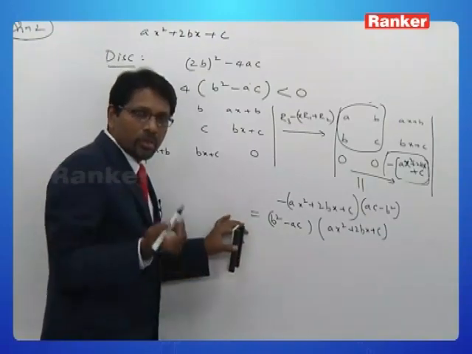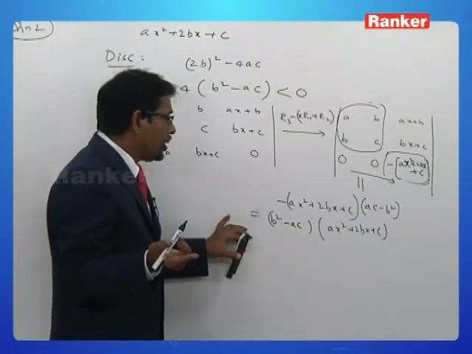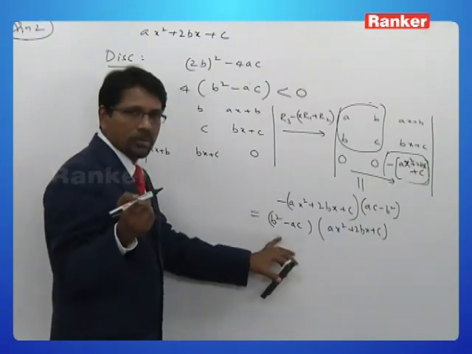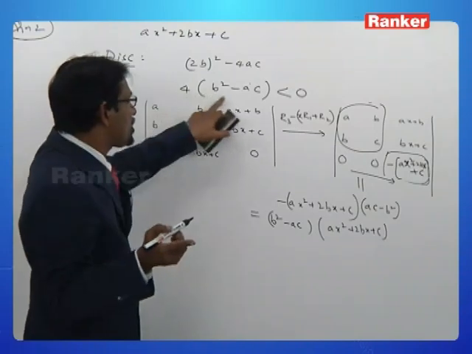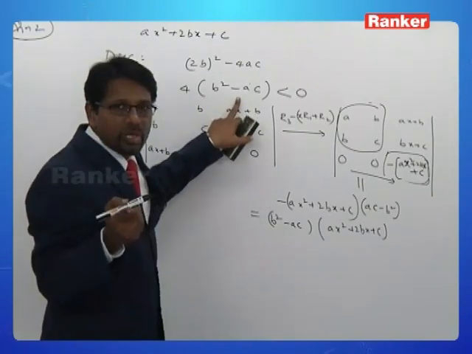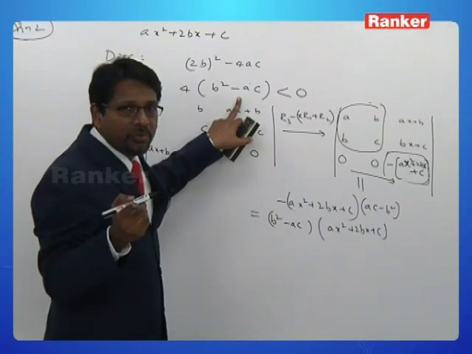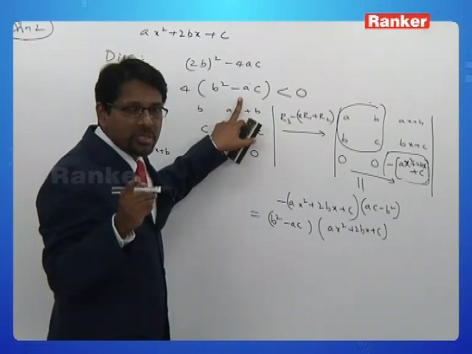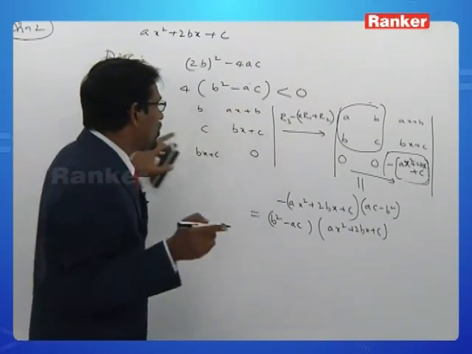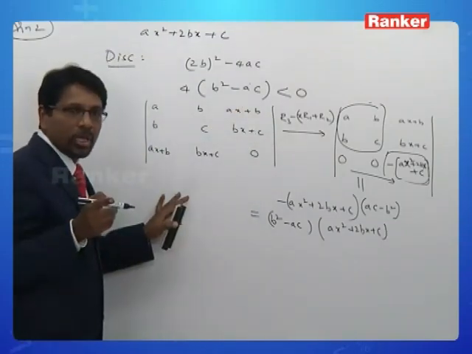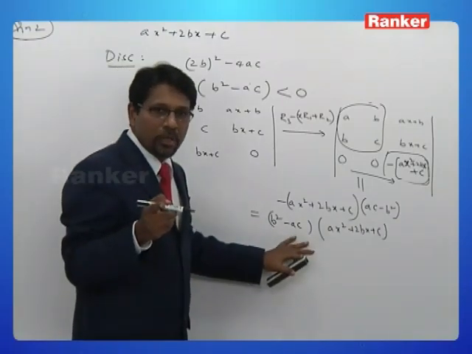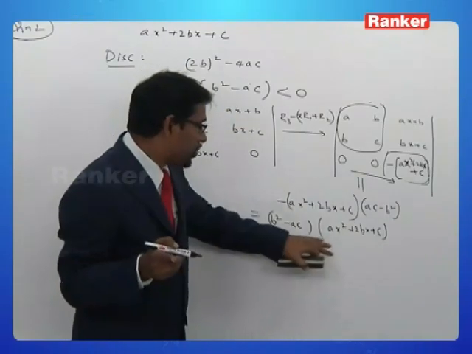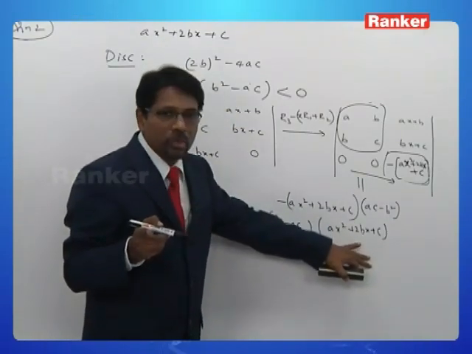Okay. Now going by the options, the first option said it's positive. Can we say anything about it? b square minus ac is negative. And we are also given that the discriminant of ax square plus 2bx plus c is negative and a is positive. So what does that mean? It will be totally positive. So this b square minus ac is negative, negative into positive, so that cannot be positive throughout.